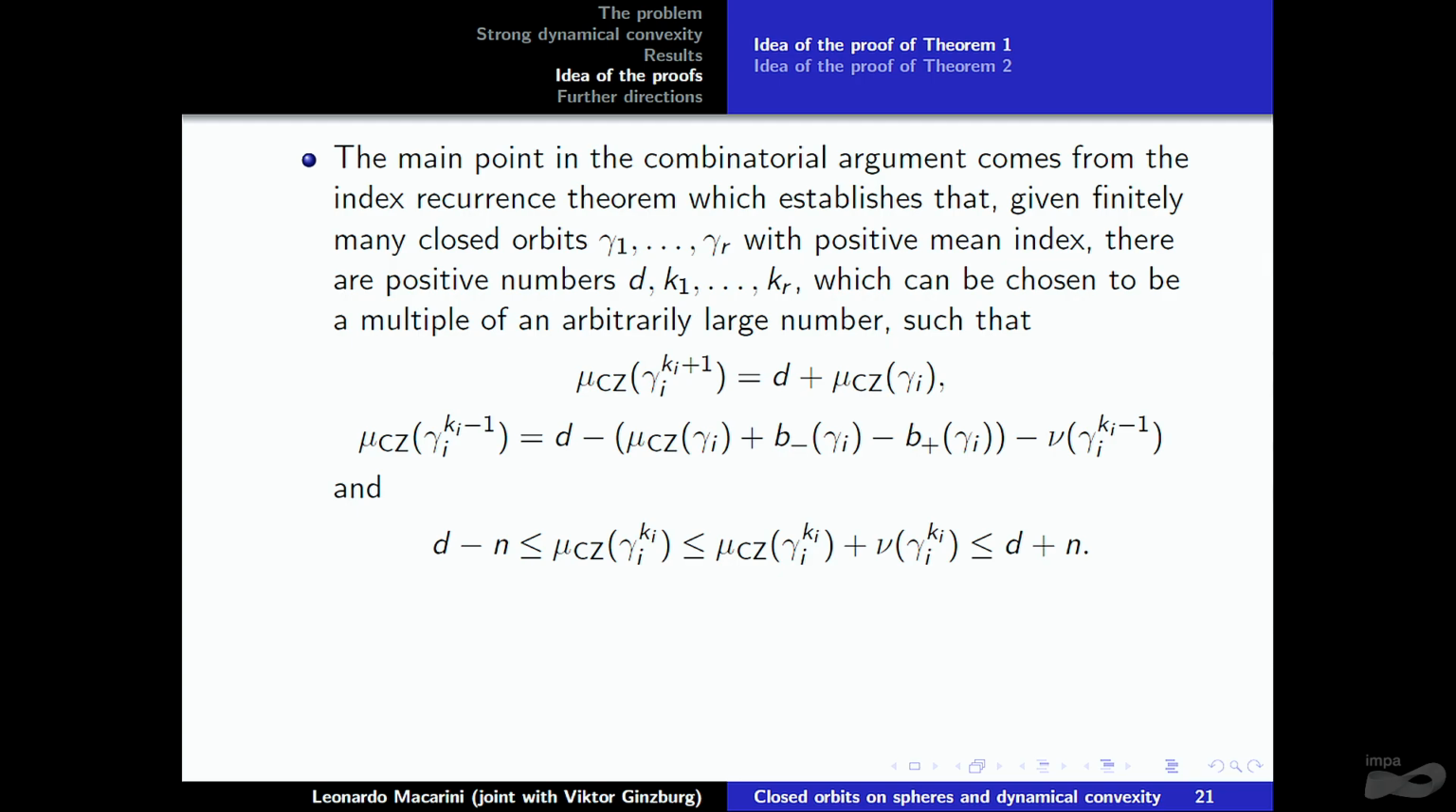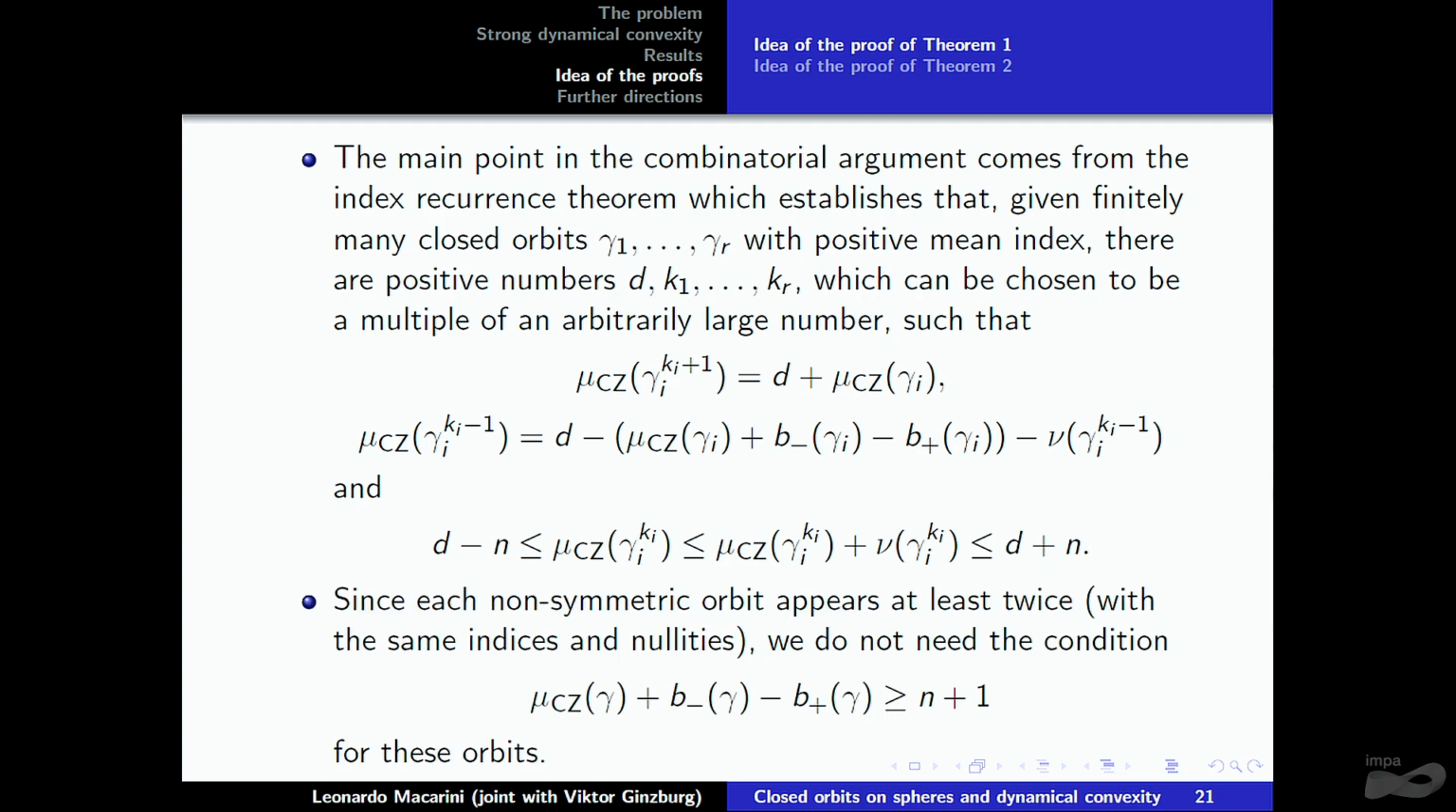Because of this control. This is very technical. I'm sorry, I cannot give details about this, but if you want, we can talk later. But of course, then you can ask why you need this control only for the symmetric orbits. The point is the following. You need this control only for the symmetric orbits because the orbits that are not symmetric appear at least twice. That's why you need this control only for the symmetric orbits in the argument.